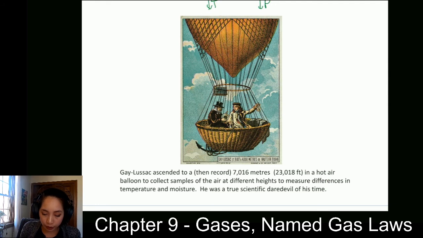He went up, how many meters, or 2,300 feet in the air, in a hot air balloon to collect samples at different height measurements. So he's a very daredevil scientist to get those samples that he really needed. All right, so those are the three named gas laws that you need to know.